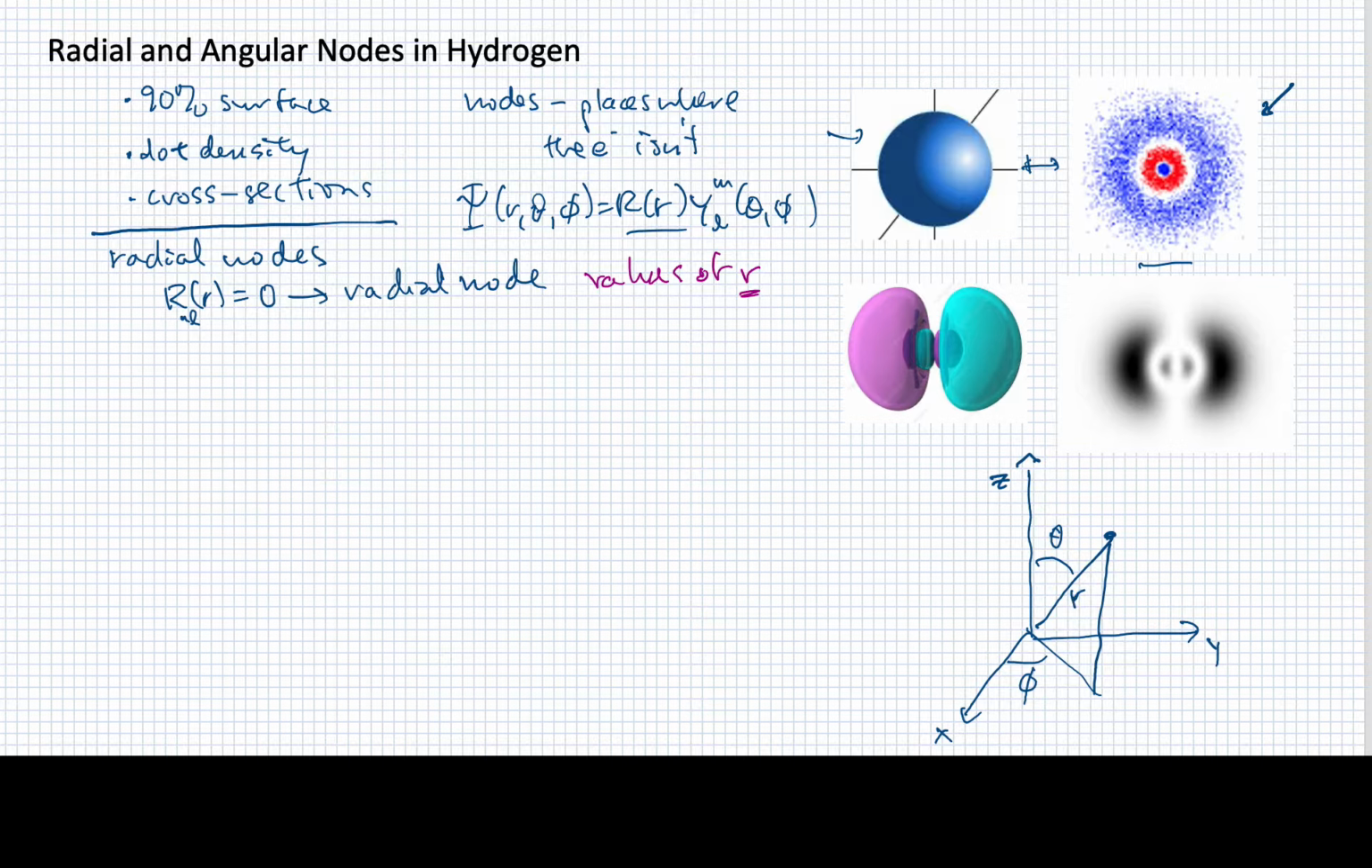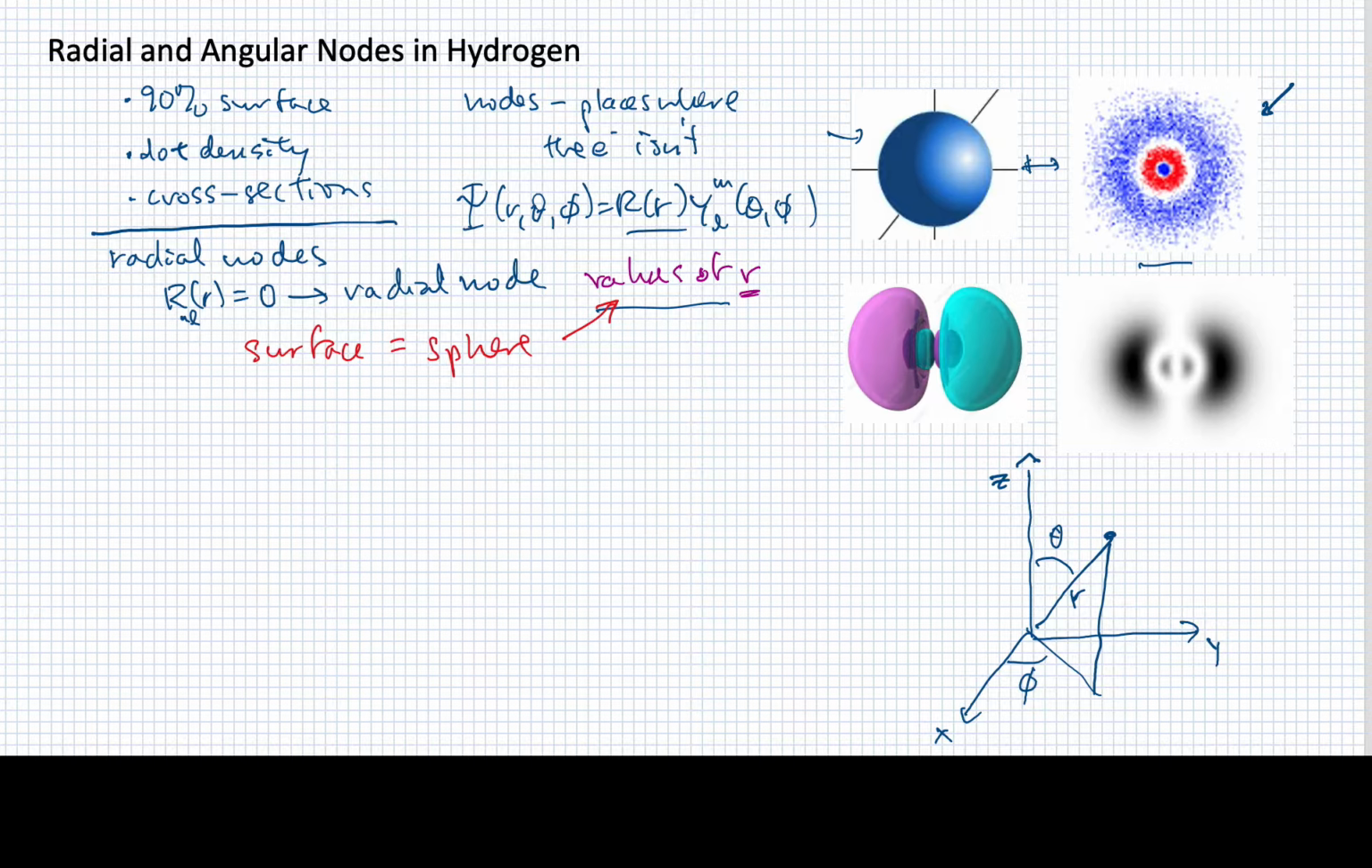So the r here, when r is fixed at some certain value that makes the radial wave function equal to 0, that in effect describes a sphere. All right, so the surface in this case for this radial node is a sphere. It's a sphere corresponding to one of these values of r.